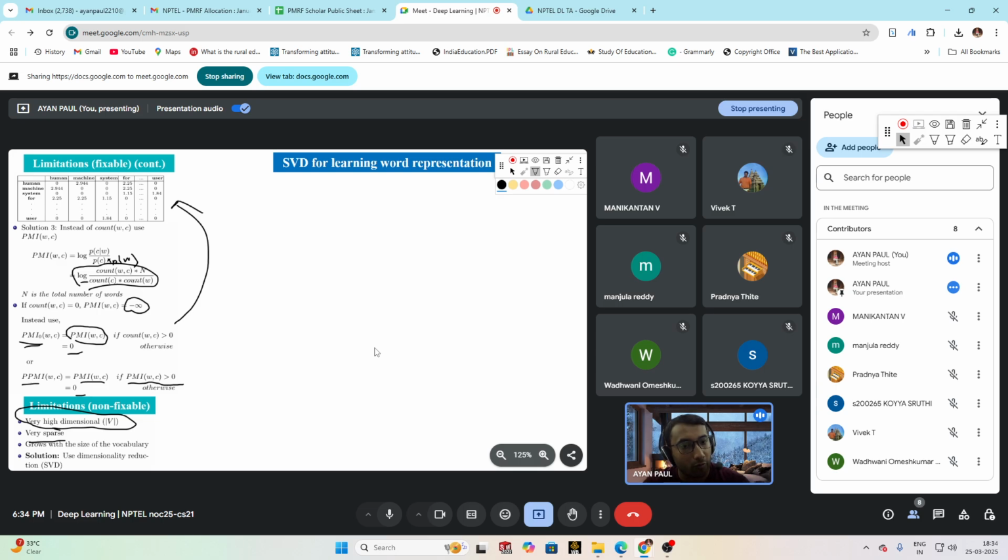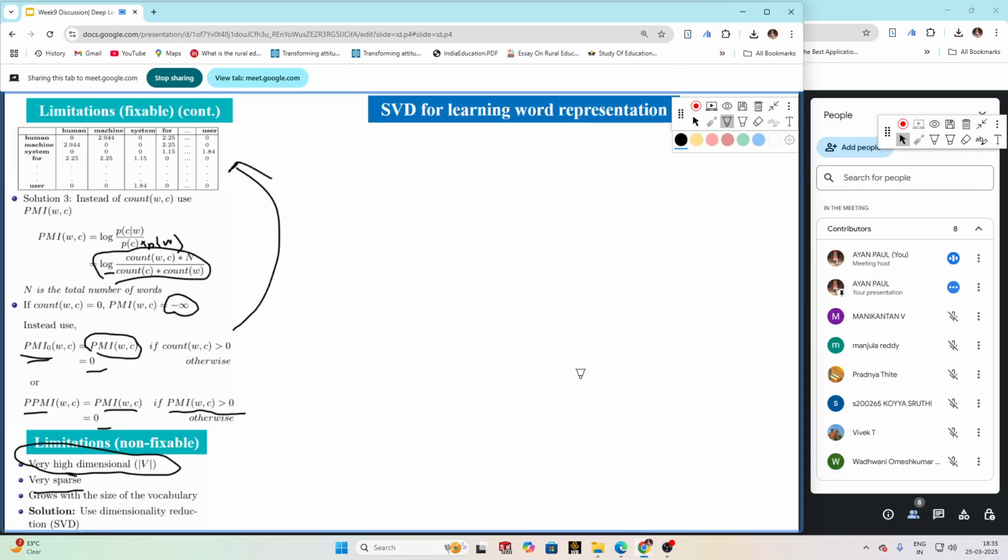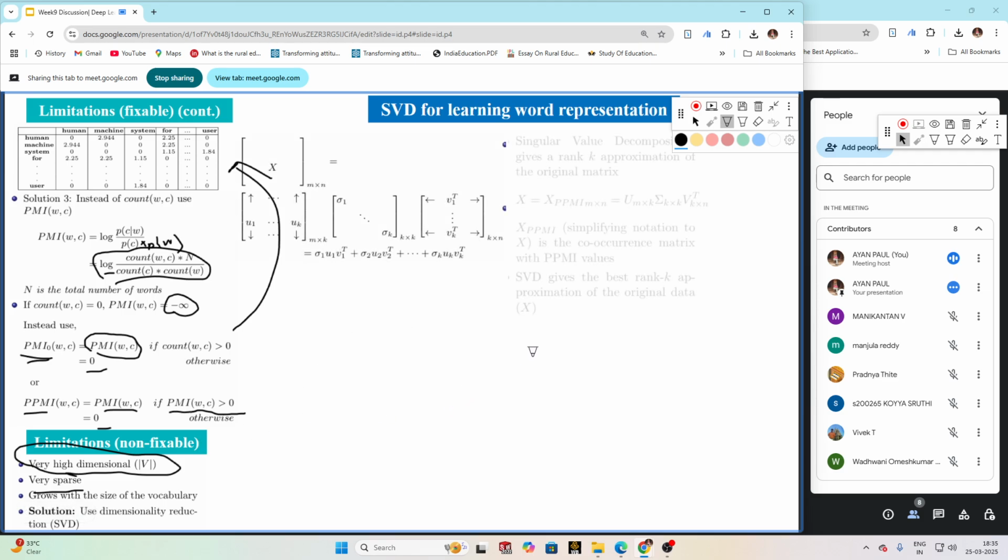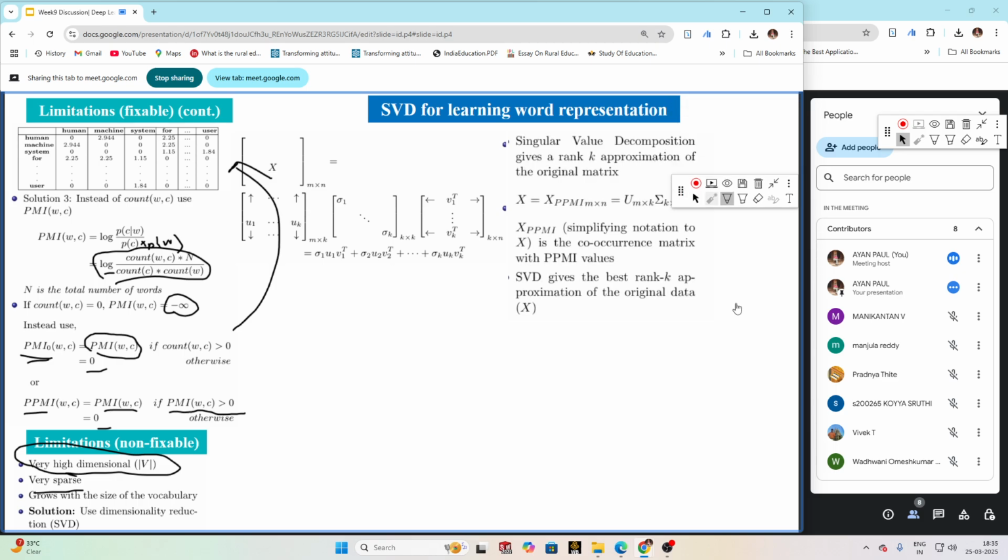In this problem of the co-occurrence matrix, some cases can have more words and fewer contexts, which will give us a rectangular matrix. In that case we can only use SVD, we cannot use PCA. So why are we using SVD in place of PCA? Our idea is to reduce the dimension.